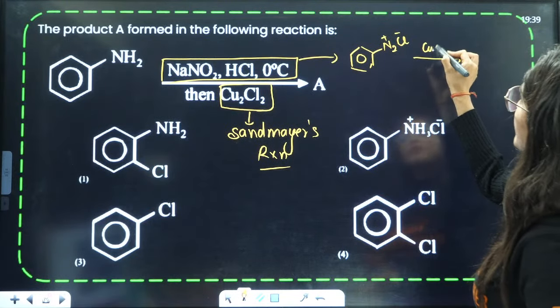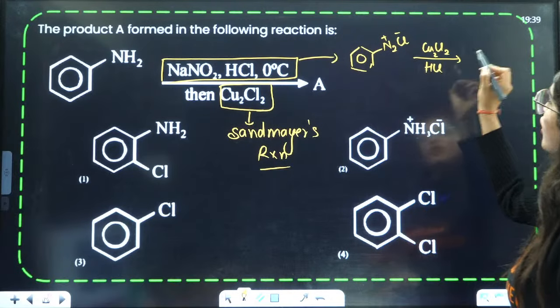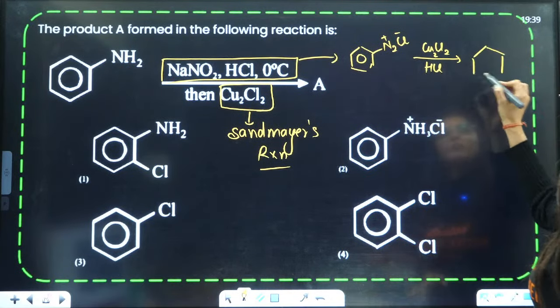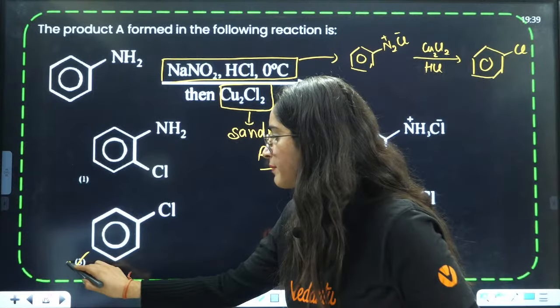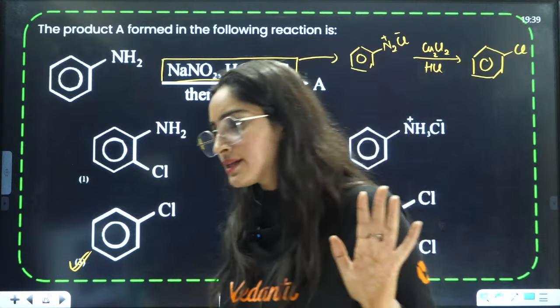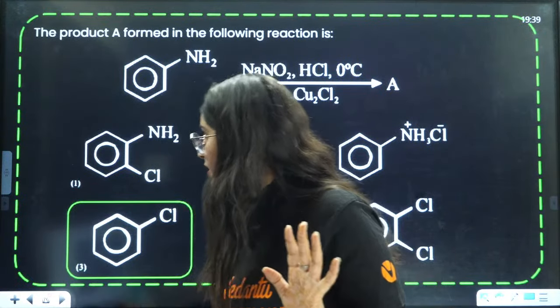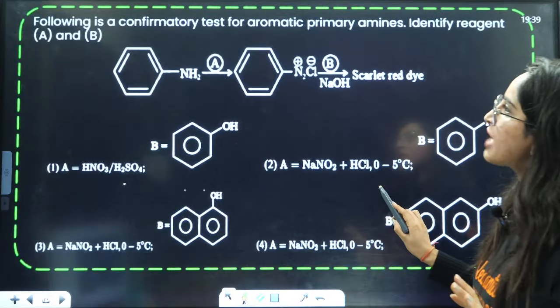After that, when you add Cu2Cl2 and HCl, what will happen? This will be replaced by Cl. That is, chlorobenzene will be formed. That is the Sandmeyer reaction occurring at this place. Right, so C is the correct answer.